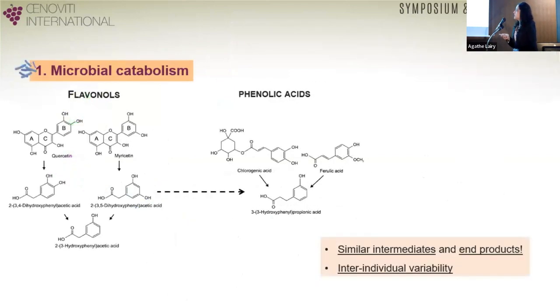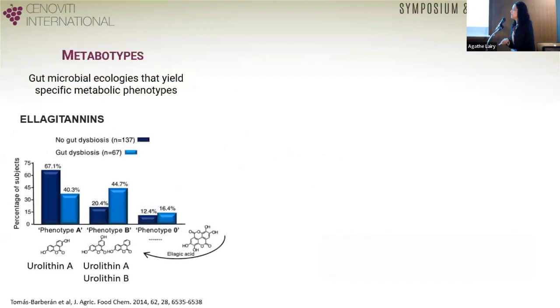In the case of flavonols, they also share common pathways to the phenolic acid catabolism. So in these different classes that I show, we can see that we have similar intermediates and end products, although we can see in individuals a very high inter-individual variability. We have also classes, including ellagic tannins and stilbenes, as we will see, in which we can stratify our population into different metabotypes. So we have different gut microbial ecologies that will lead to specific phenolic metabolites.